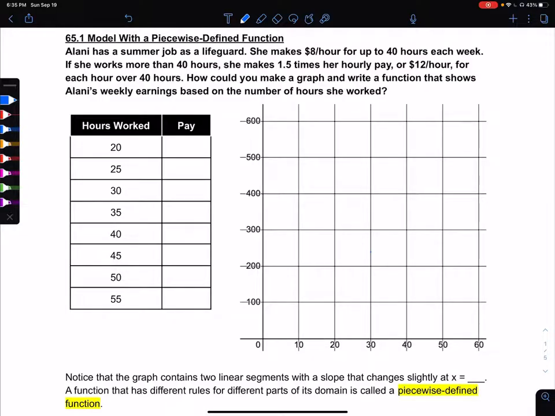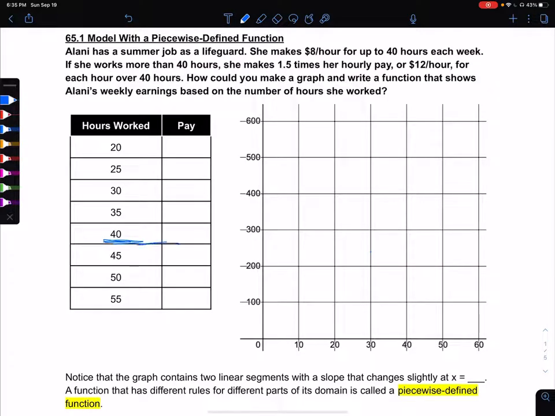How can you make a graph and write a function that shows Alani's weekly earnings based on the number of hours she worked? All right, so to draw the graph in this case, we would need to fill out the chart. We're just picking some hours worked, 20, 25, 30, just to give us some points that we can graph. So if we know that she makes $8 an hour, to figure out the pay, we could do hours times that $8 for up to the point of 40.